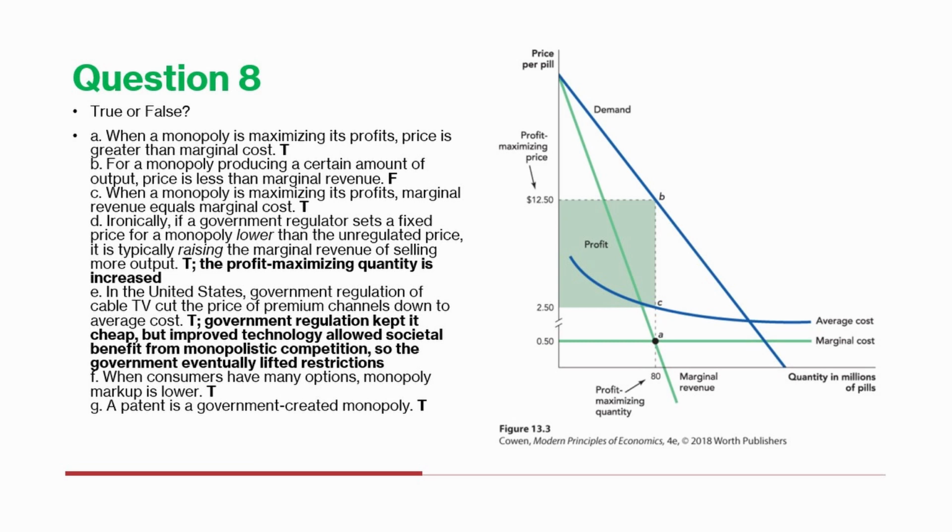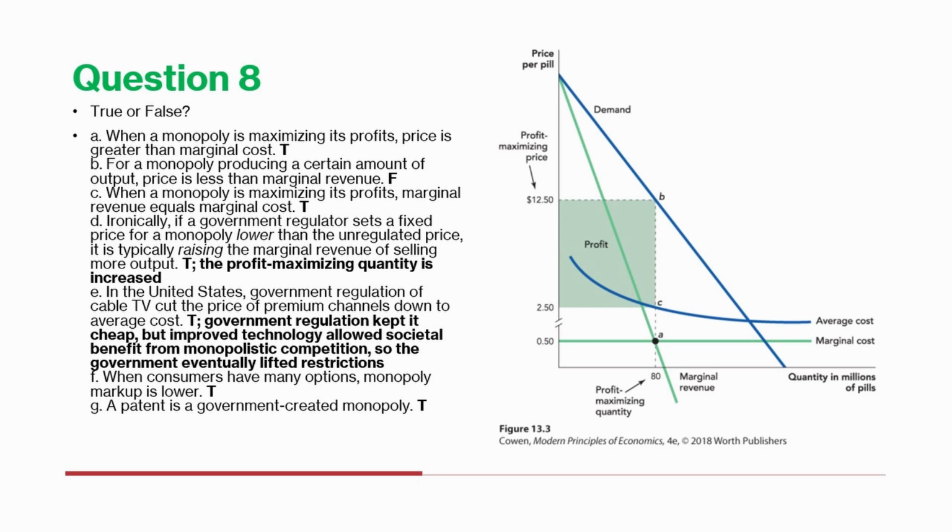You take the point where they intersect and then run that up to where it intersects the demand curve, and then that gives you the profit. Okay, if a government regulator sets a fixed price for a monopoly lower than the unregulated price, it is typically raising the marginal revenue of selling more output. This is true. The profit maximizing quantity is increased when governments impose regulations.